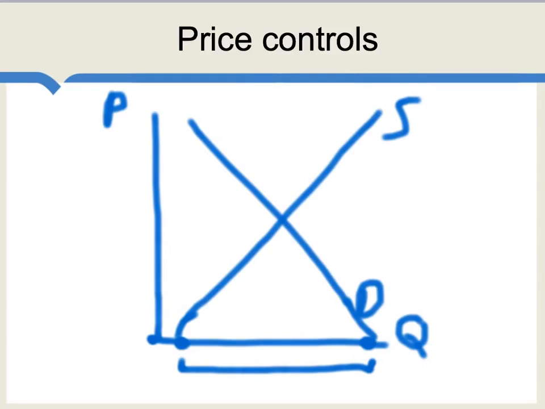Imagine, for instance, there's simply a law saying that water cannot be sold for any more than this price. We can then draw across: the quantity of water supplied is this amount, the quantity of water demanded is this amount, and again we have a shortage of water given by the difference between desired quantity demanded and the quantity of water which suppliers are willing to put on the market.